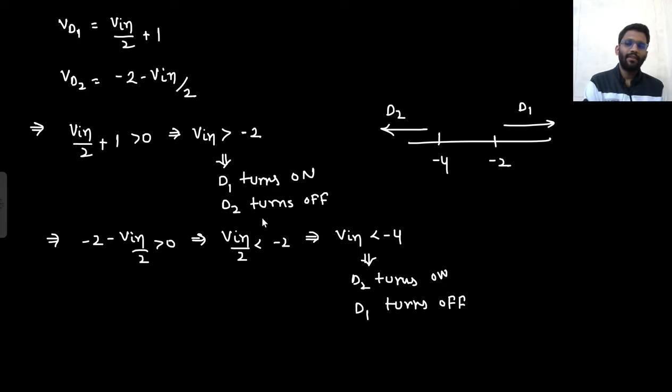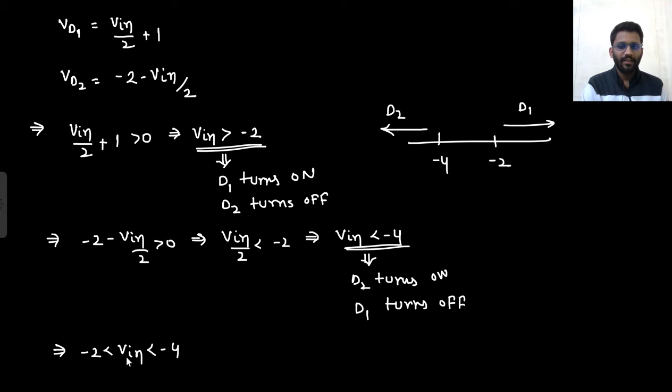What about in between? This is the condition for Vin less than minus 4. This is the condition for Vin greater than minus 2. What about the condition in between, minus 2 to minus 4? Check by example, put minus 3. If Vin is minus 3, what will happen? This will be minus 0.5. And this will be minus 0.5. Both will be off, right?